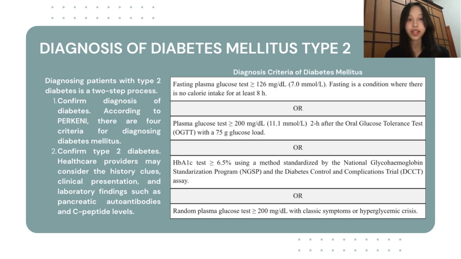Diagnosing patient with type 2 diabetes is a two-step process. The first step is to confirm diagnosis of diabetes, and there are four criteria for diagnosing diabetes mellitus. The 4 criteria have been listed in the table.